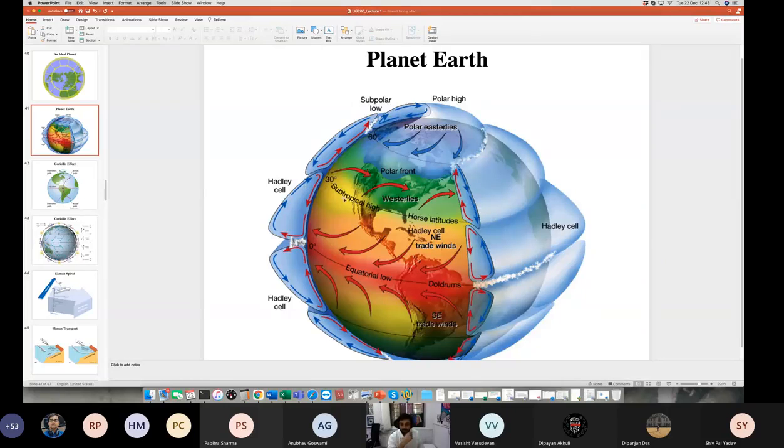So this is the dry region of the planet. All the major dry zones of the planet are located around 30 degrees north.